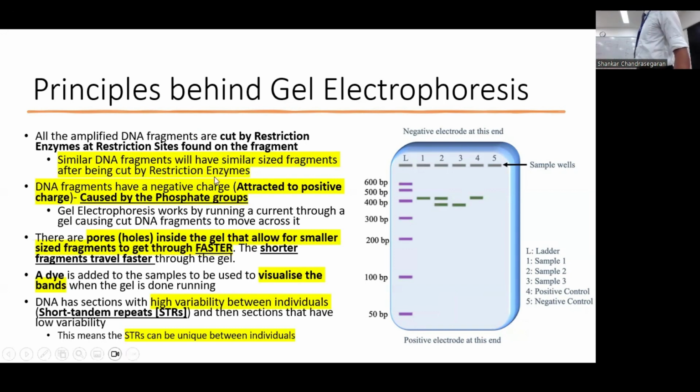And this is caused by the phosphate groups in the backbone of the DNA. Remember, DNA, nucleic acids are made up of nucleotides, and nucleotides are made up of 3 parts, right? One is the ribose sugar, second is the phosphate group, third is the nucleotide. I hope you guys still remember what that looks like, right?